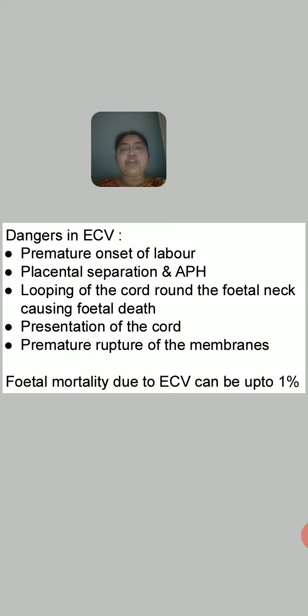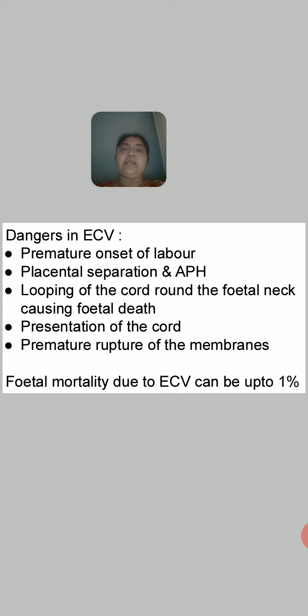And premature rupture of the membranes. There may sometimes be premature rupture of the membranes. That means membranes rupture before the cervix dilates completely. In the first stage of labor only, during pregnancy only, there may be rupture of the membranes.